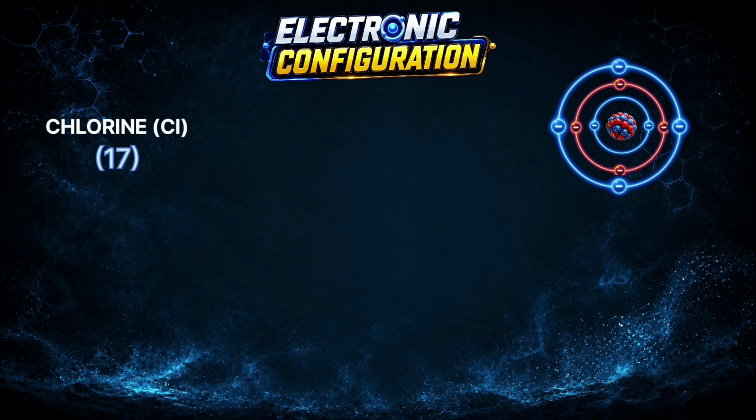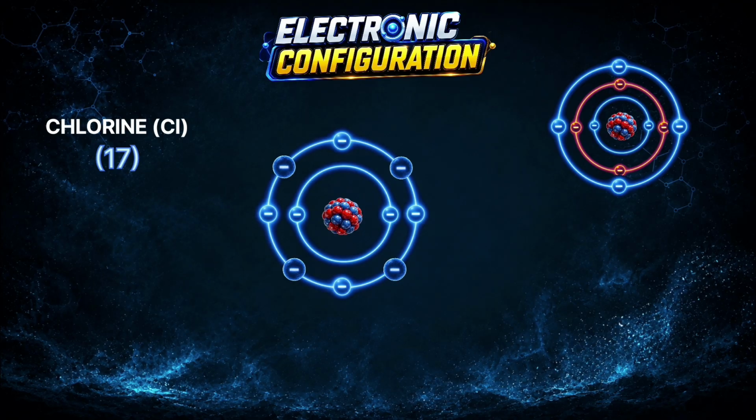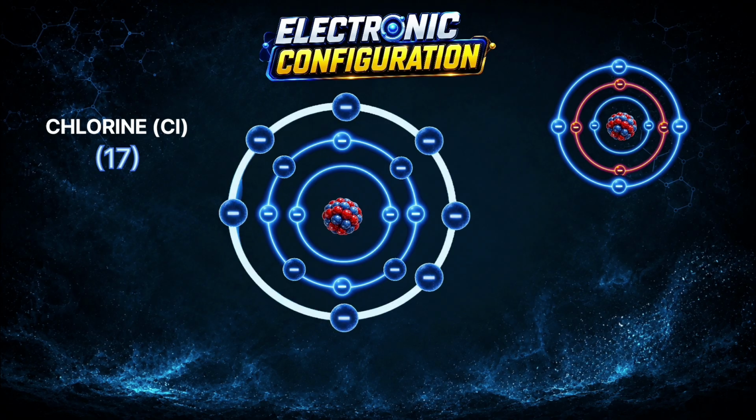Chlorine has 17 electrons. The first shell gets 2. The second shell gets 8. That uses 10 electrons. There are 7 left. They all go into the third shell. So chlorine is 2, 8, 7.